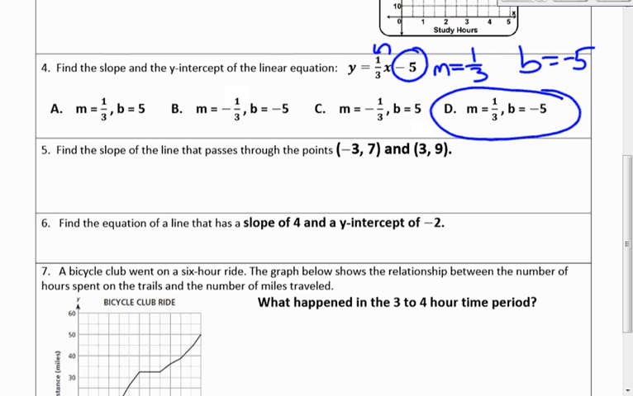Find the slope of a line that passes through (-3, 7) and (3, 9). You have to use the slope formula, y2 minus y1 over x2 minus x1. Label your points, x1, y1, x2, y2, and then substitute them into the formula. It should be 9 minus 7 over 3 minus -3.